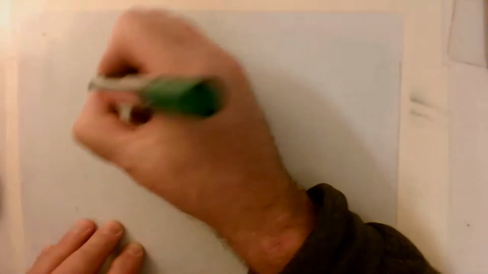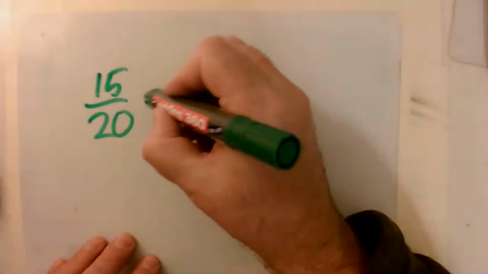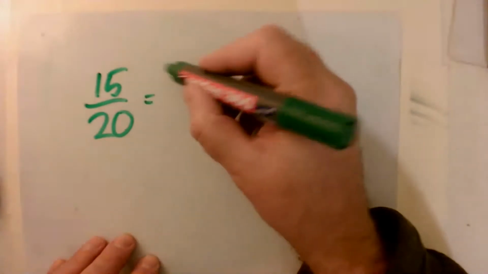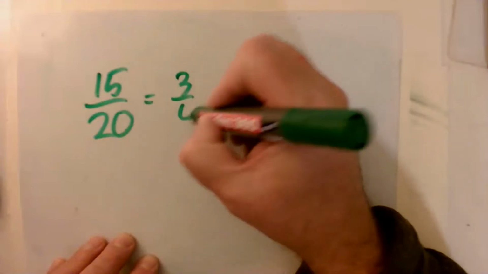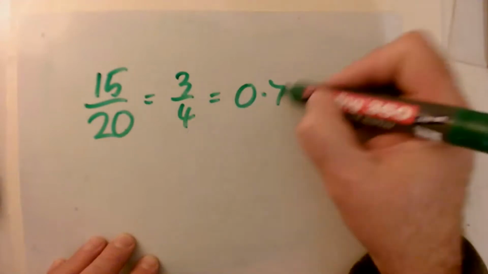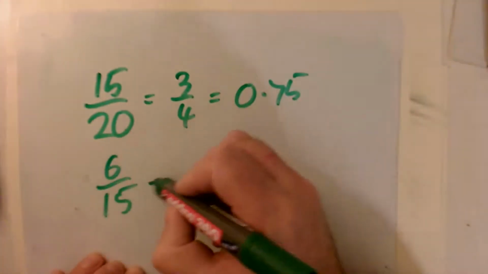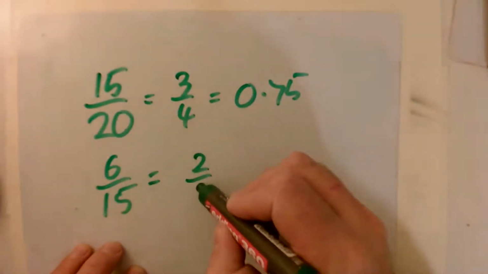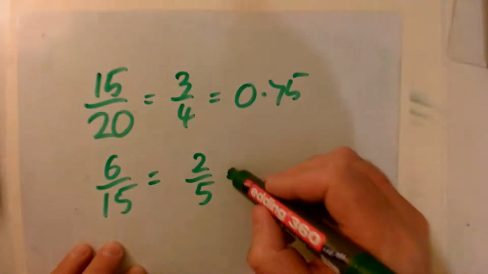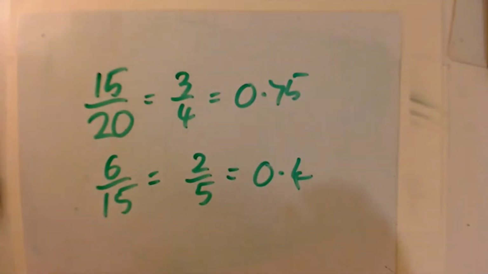Then you can have something like 15/20ths. In fact, you can just simplify. Sometimes it's easy to simplify them first. If I simplify, 5 goes into both, and that's 3/4, and I know the 3/4 is 0.75. You could have 6/15ths. Can I simplify that into an easier one? Well, 3 goes into them both, so that becomes 2/5. Now I know 1/5 is 0.2, so I'm doing 0.4.